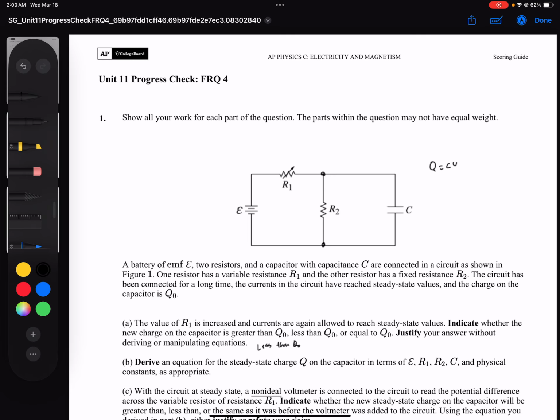All right, so now almost finished. We need to now derive the steady state equation for the charge on the capacitor. Well, when the capacitor is fully charged, we know that the voltage across the capacitor has to equal the voltage across R2. All right, so here I know that Q is equal to CV, but specifically I'm going to write C times the voltage of R2, right? So whatever my delta V for R2 is, that has to be the same delta V as for the capacitor because those two are in parallel.